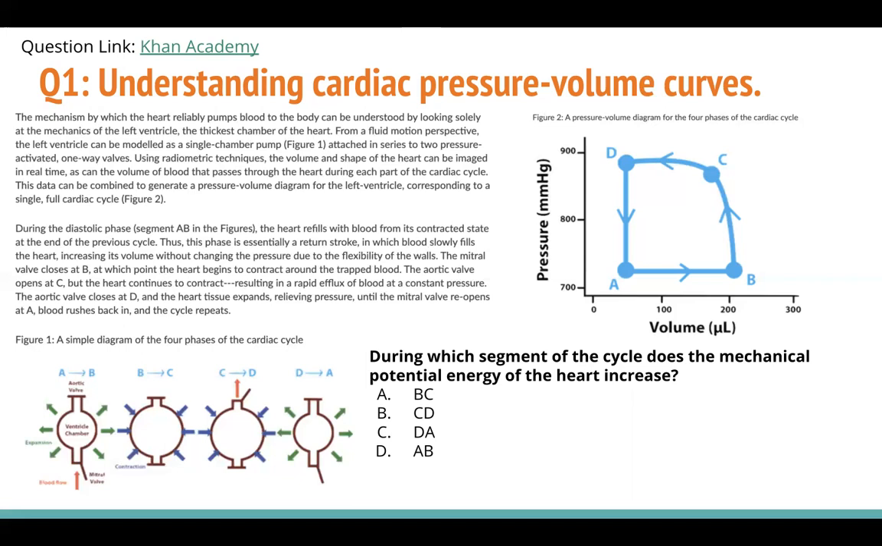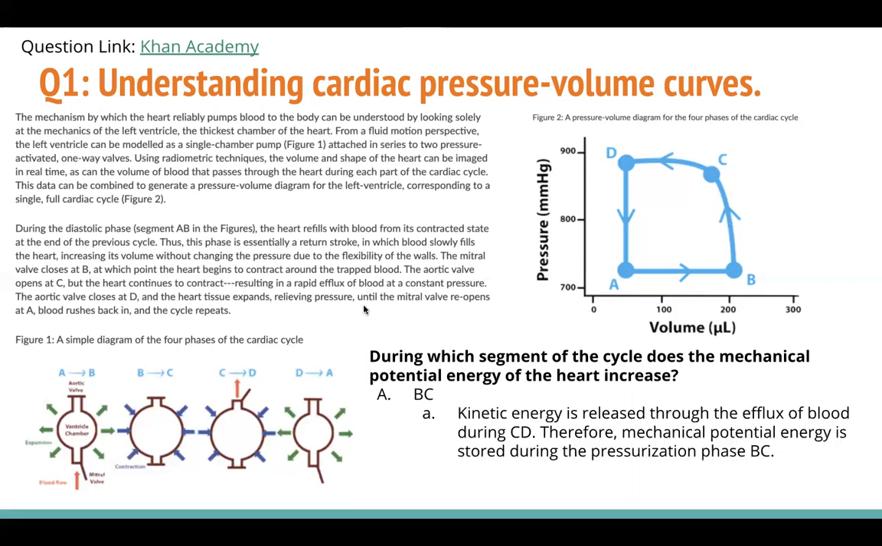Okay, now let's talk about this. So the answer is BC. BC is the second image, and it's when both valves are closed and the ventricle is contracting. This should make sense to you. As the ventricle is contracting, they're basically increasing the pressure, right? And they're increasing the pressure so that when the valve eventually opens, it can rapidly efflux out of the ventricle and through the aortic valve.